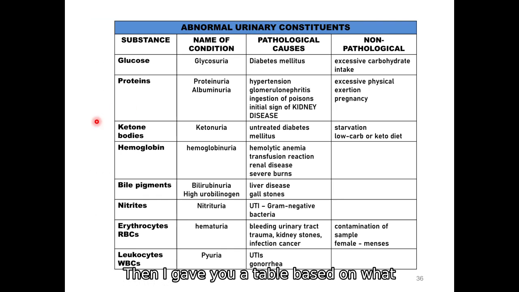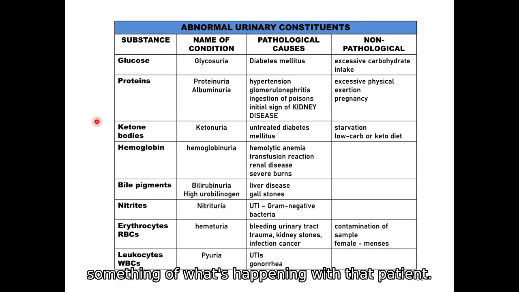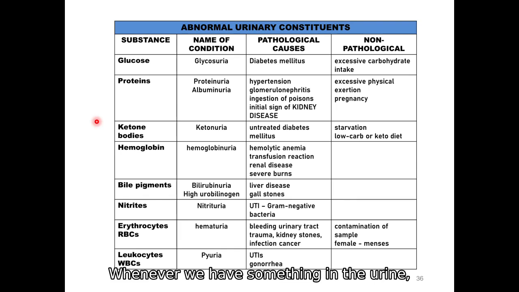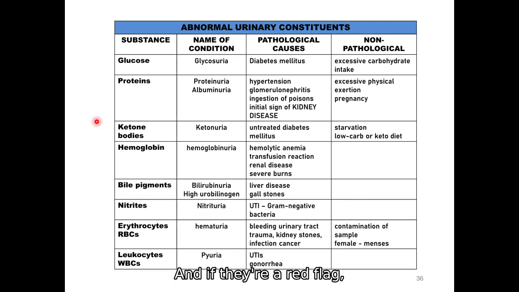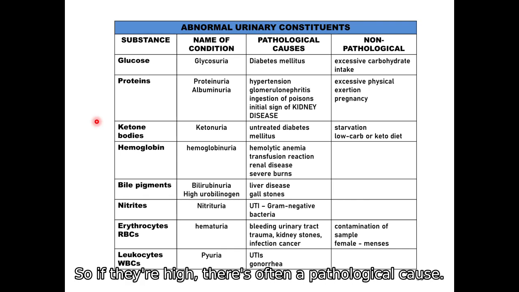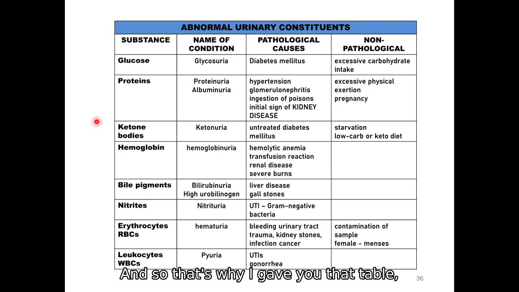And then I gave you a table based on what is found in the urine. It can't be in the urine unless it was first in the blood, so it's going to tell you something about what's happening with that patient. Whenever we have something in the urine, -uria, like urea, is like -emia. Remember, -emia was in the blood, -uria is in the urine, so whatever's before it. It's a red flag if something's unusually high, because these things are supposed to be there only in really small amounts, trace amounts, or not at all. So if they're high, there's often a pathological cause. Sometimes there's a non-pathological cause, and that's why I gave you that table. We'll hit that when we flip to lab.